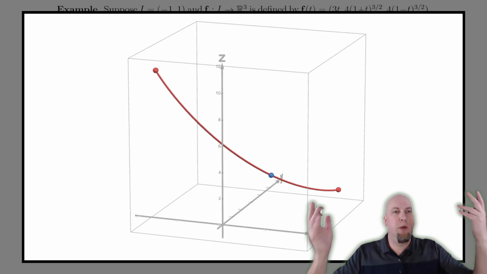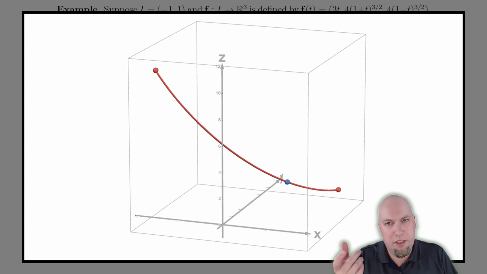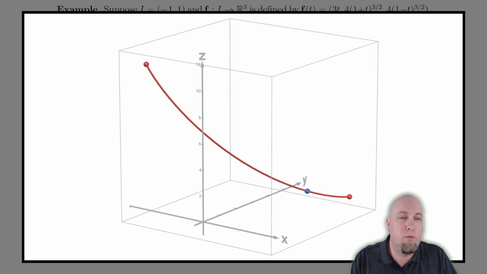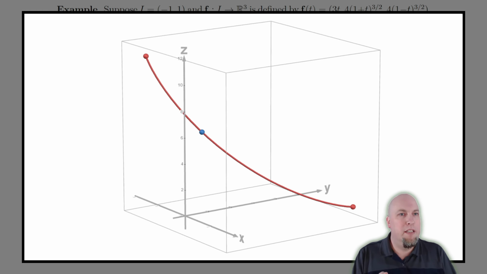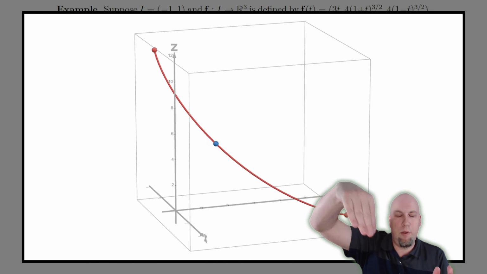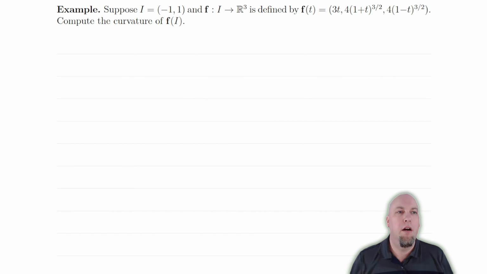So you can see here what this path looks like, but it's not terribly relevant. The question is just: calculate the curvature. Not the angular speed. I don't really care about how quickly the particle is changing direction. I care about the underlying curve itself. How quickly is it changing direction per unit of distance on the curve? So let's compute the curvature.